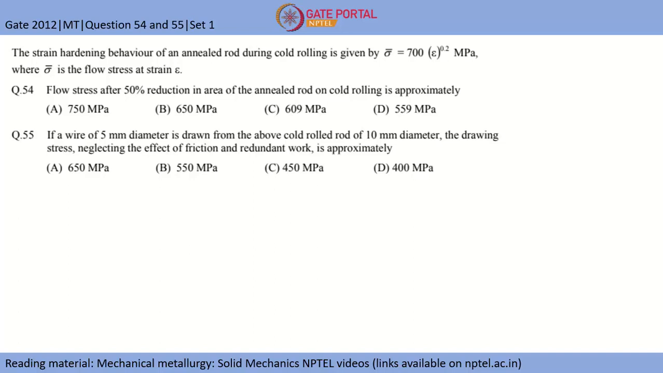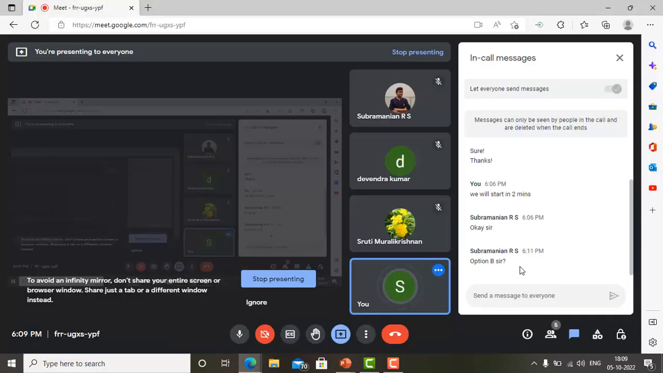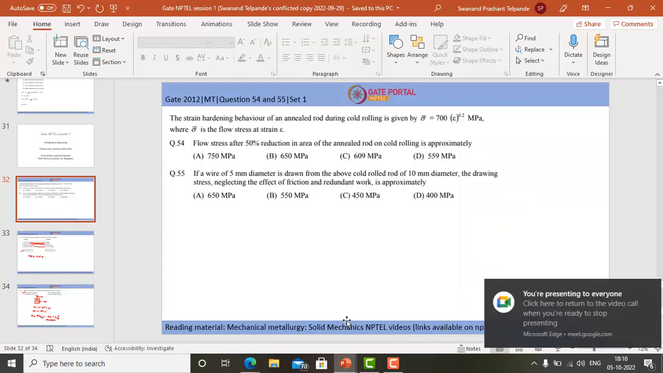One more minute to solve it. First only solve question number 54. Then I will give you another 2 minutes to solve 55. Option B. Okay. I will give you 30 seconds more. Just check whether you get that.